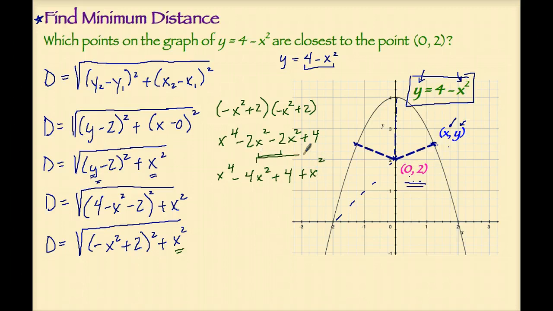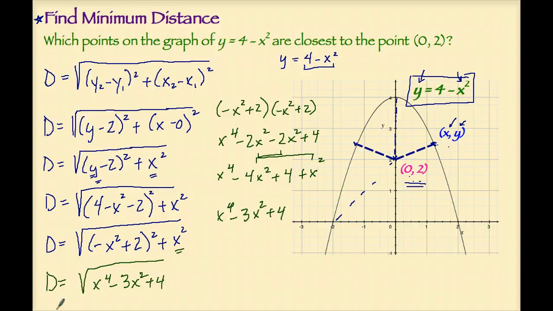It's going to be negative 4x squared plus x squared. That's going to give me x to the fourth minus 3x squared plus 4. So now my distance formula is the square root of x to the fourth minus 3x squared plus 4. I'm ready to take the first derivative. I can rewrite this function as d equals x to the fourth minus 3x squared plus 4 to the 1/2 power, and use the chain rule to take the derivative and set that equal to 0.